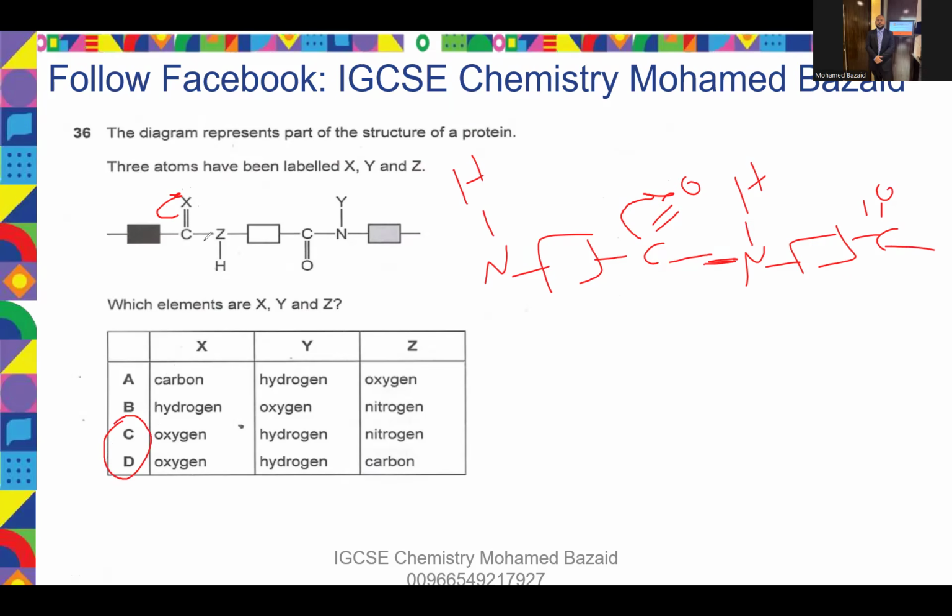X is connected to C, and C is connected with oxygen, so X is oxygen, so it is C or D. Regarding Y, N is connected with what? With hydrogen. So Y is hydrogen. In both, Y is hydrogen. And finally, Z. What is Z? Z, he means this one. As you see, Z is nitrogen. So this one is nitrogen. So the answer is letter C.